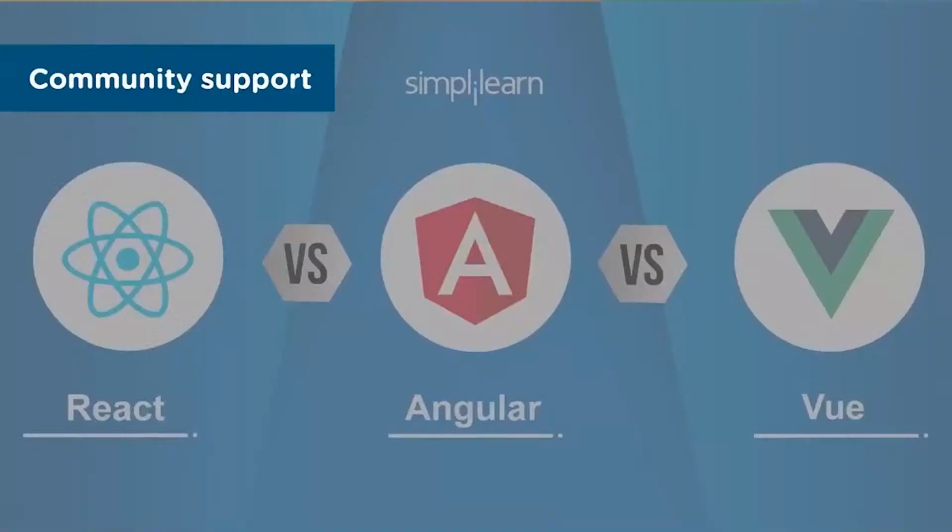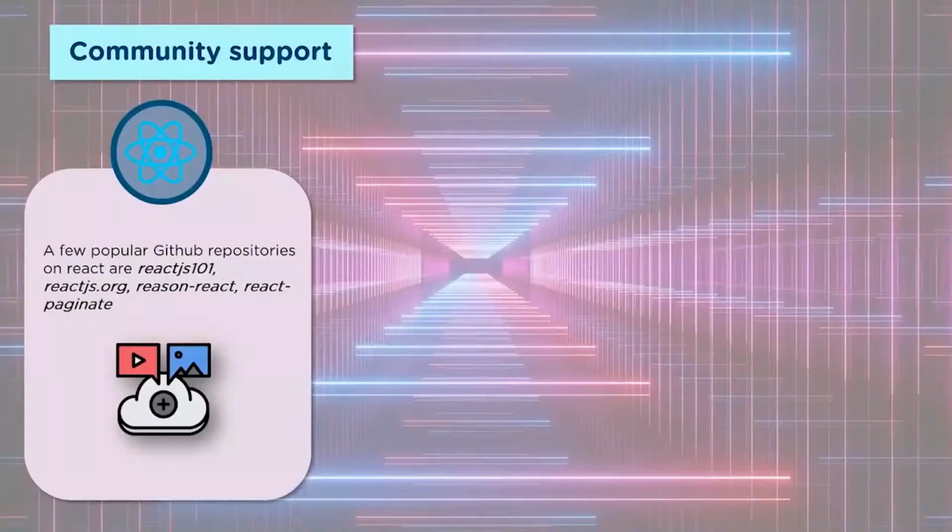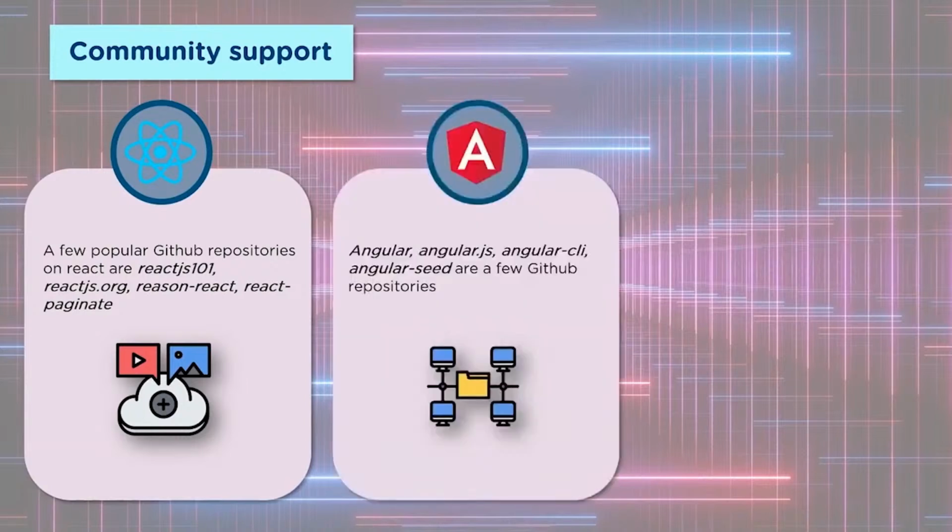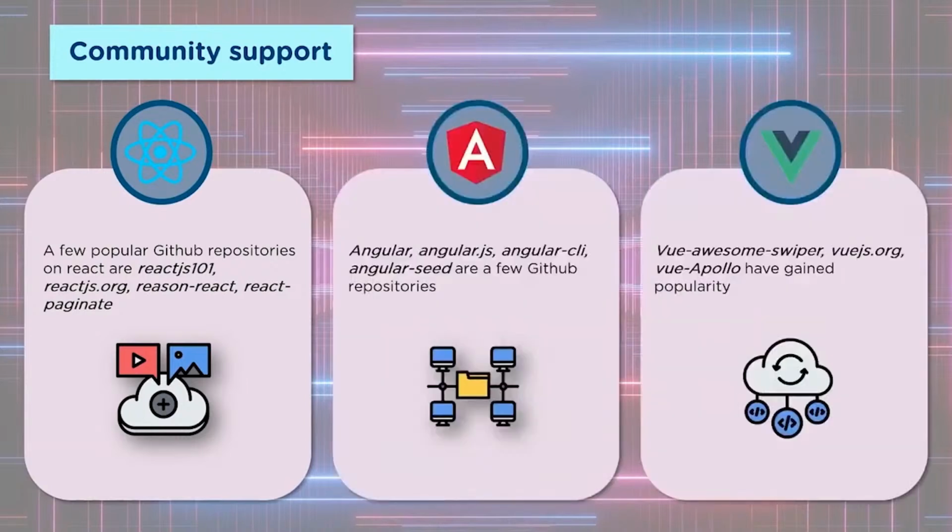Now let's talk about community support. Since all these tools are open source, they have a large developer community. There are a few popular GitHub repositories for React such as React.js 101, reactjs.org and so on. You can raise queries, solve a few and connect with the larger community that's working on React. Here are a few repositories for Angular. Vue also has a few popular repositories. You can commit, download third-party plugins and also explore these stacks even deeper. All of them surely have a very happening community.